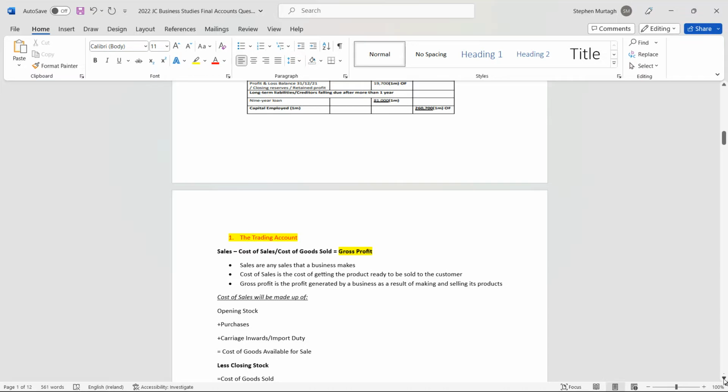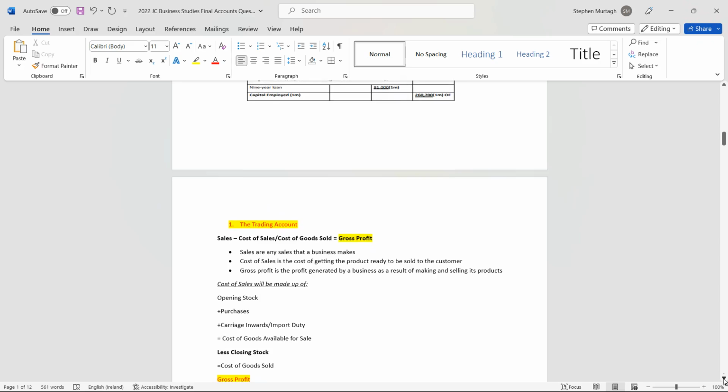When you add those three things together, you're going to get something called cost of goods available for sale. Then what you do is you take away closing stock, and the reason you do that is because you haven't sold that stock yet. So opening stock plus purchases plus carriage inwards, or any import or customs duty, which could be separate in the question, equals cost of goods available for sale, minus the closing stock because you haven't sold that yet. And that will give you the cost of sales, the cost of goods sold, that is needed to get the gross profit.